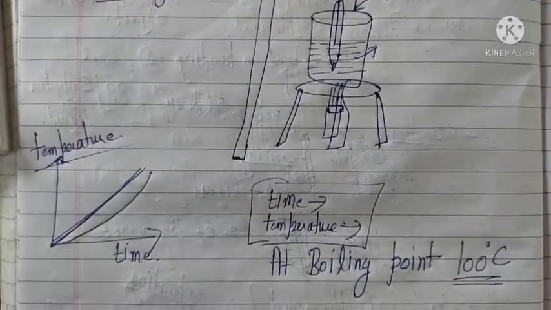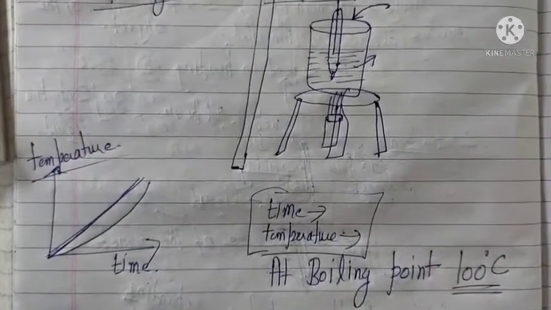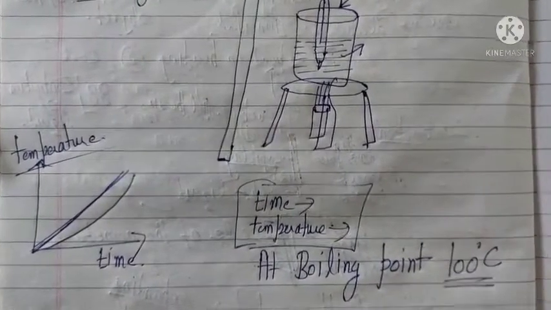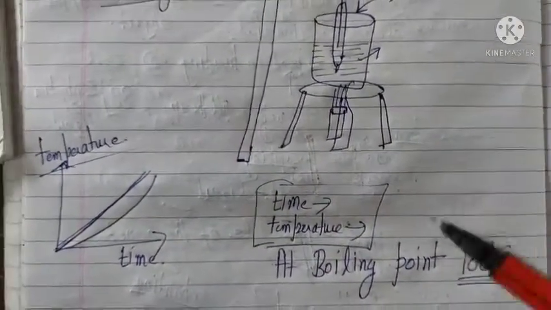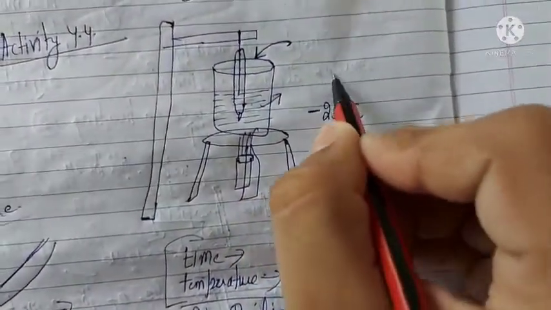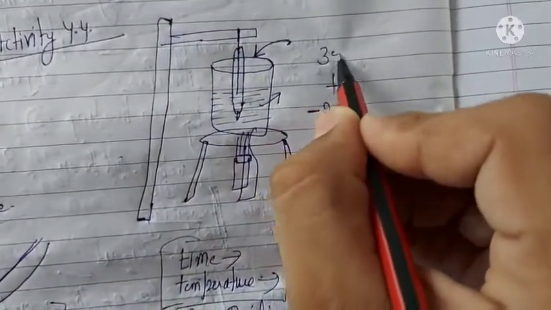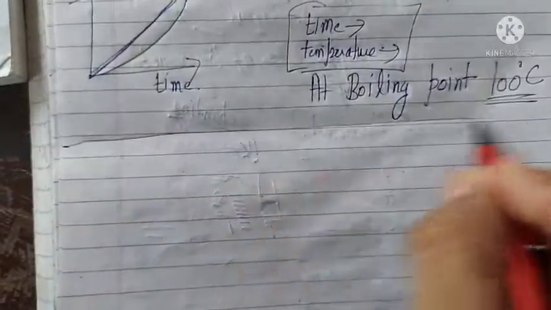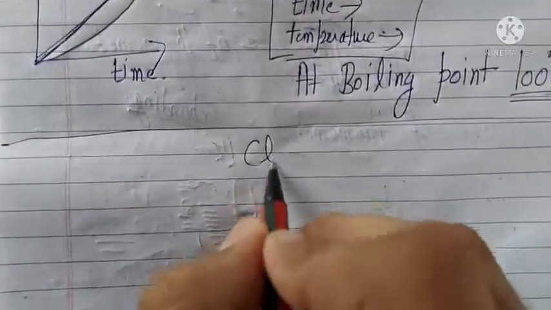with time, the value on the temperature scale is also increasing in a laboratory thermometer, and its range is also high, -25 degrees Celsius to 350 degrees Celsius. And this thermometer is done. So the next concept is the clinical thermometer.